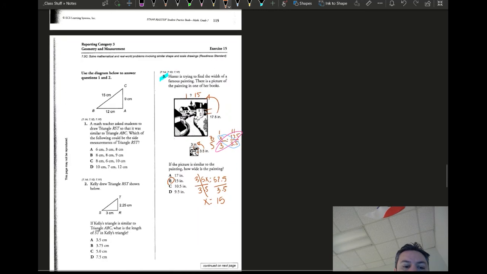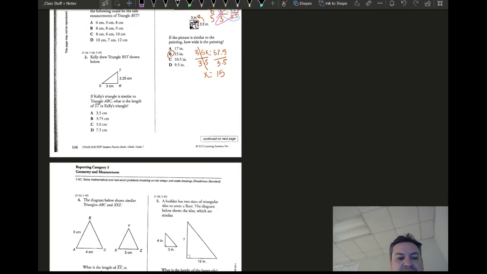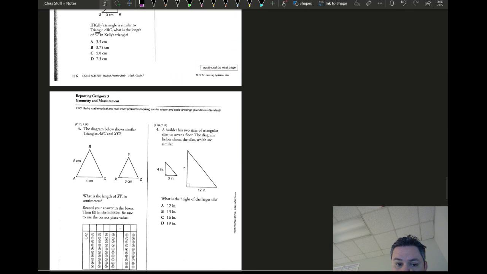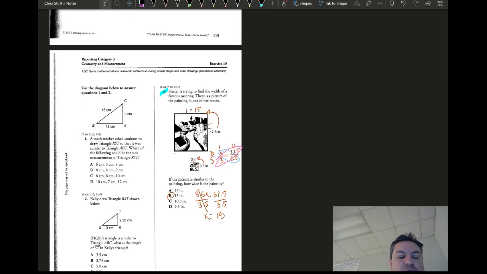Is there any question so far about scale factors? Again, for scale factors, all you have to do is multiply by whatever the scale factor is, and then you are done.